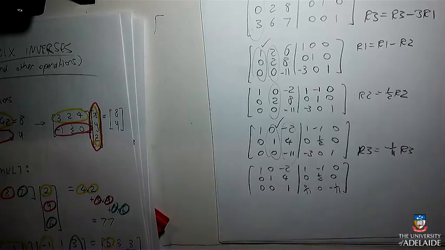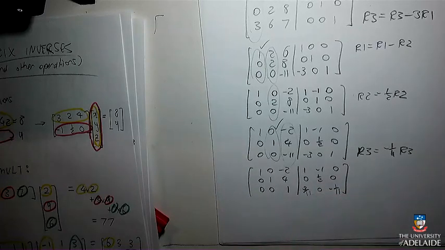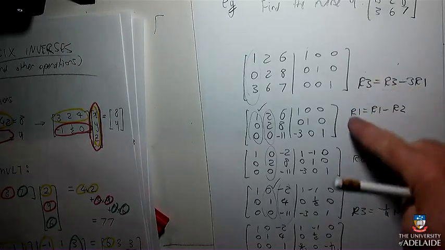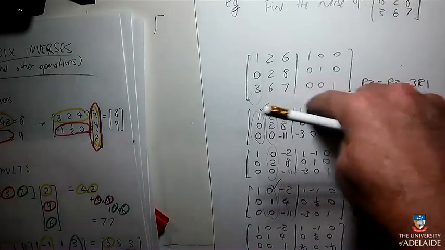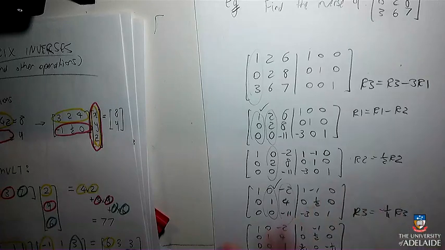Okay. That's a 3. So I should say some people like to put their row operation next to the answer, and that's okay. And some people like to write it between the matrix and the next matrix, which is probably the one that makes the most sense, actually.